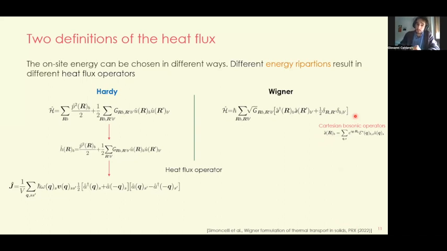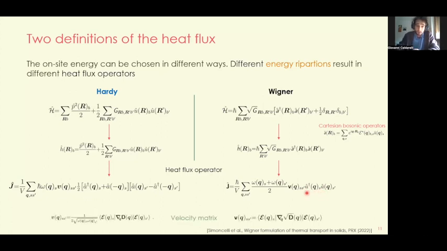And from this expression of the harmonic Hamiltonian, a different definition of the on-site energy is suggested, and it is the following. It features these new Cartesian operators and this square root of the interatomic force constant matrix. And using the same algorithm, we can derive a different expression of the heat flux operator that we will refer to as the Wigner heat flux operator, that still features the usual phonon creation and annihilation operators, but the velocity matrix is defined in a different way.